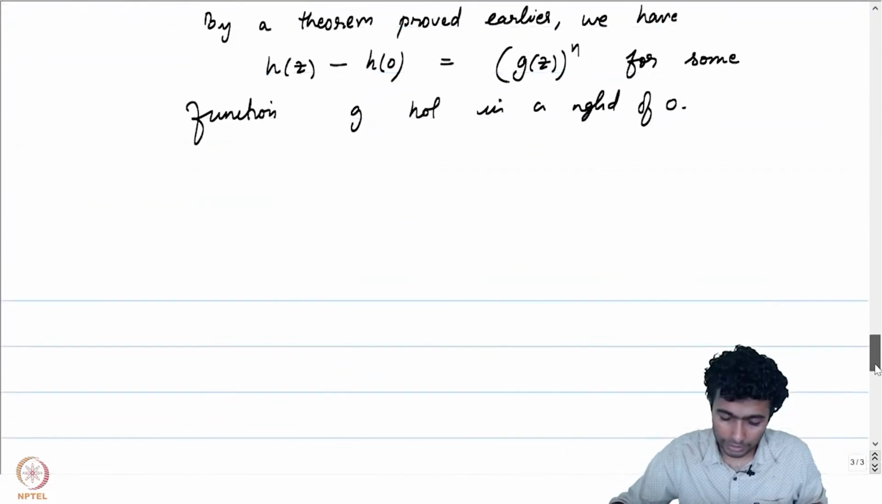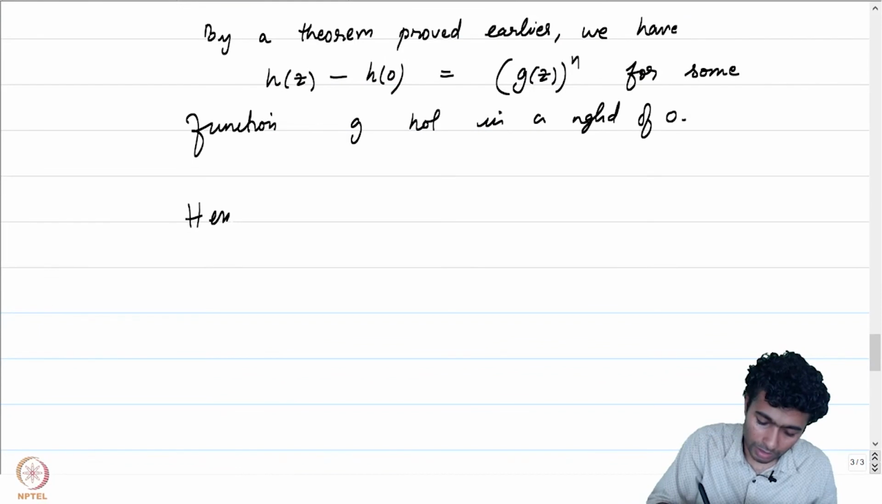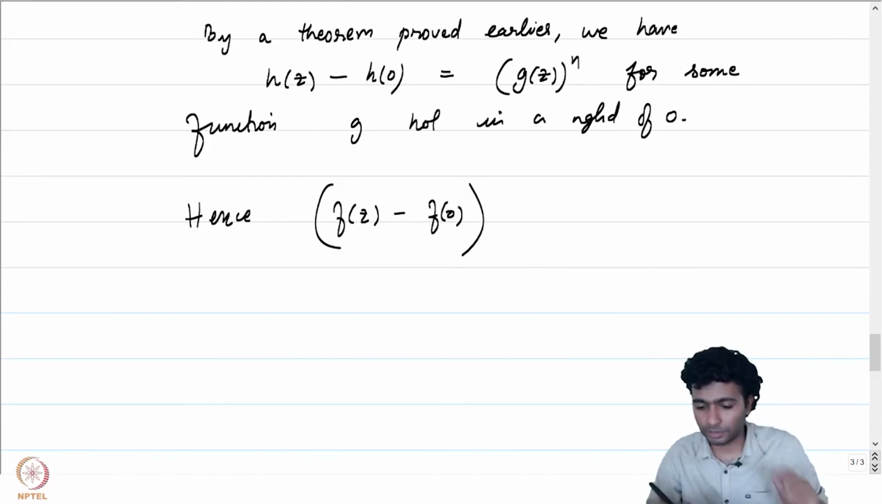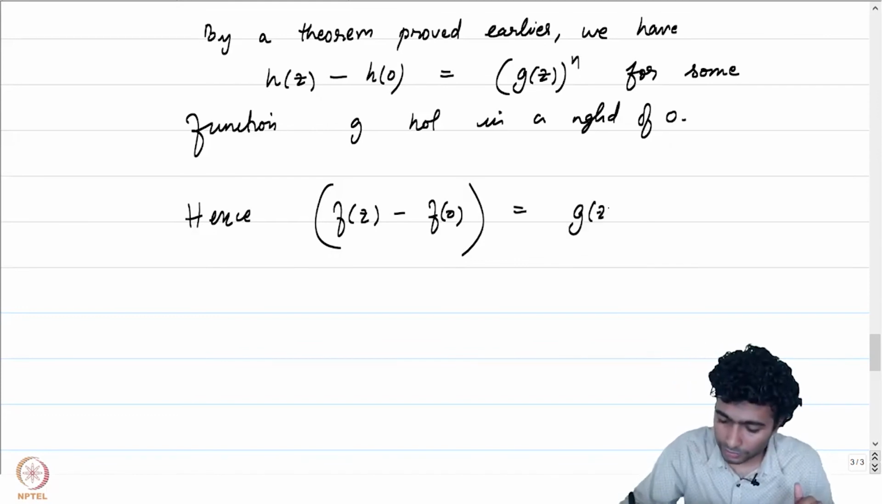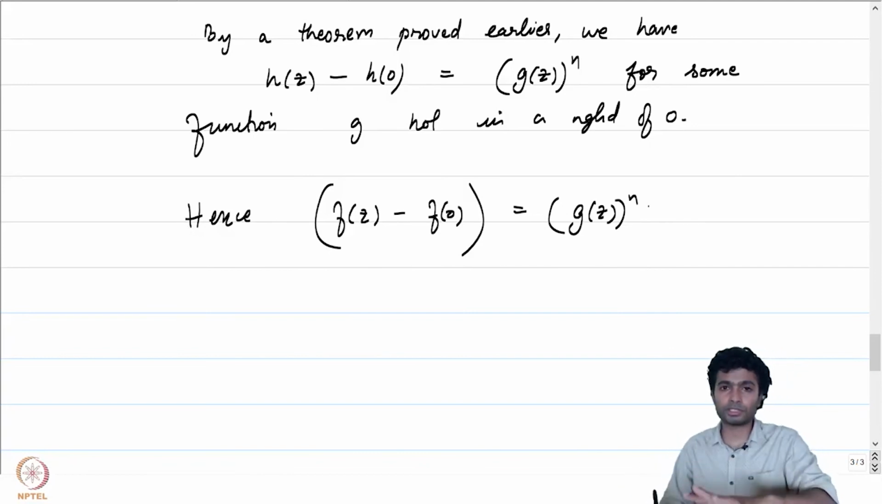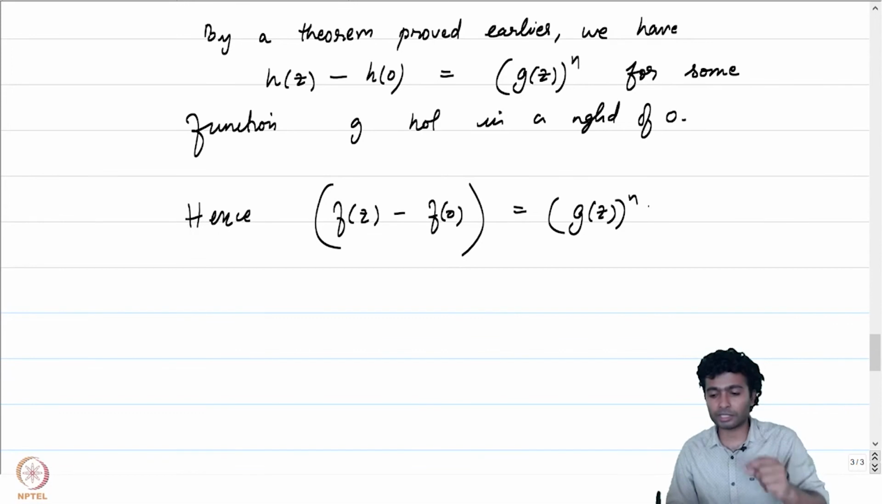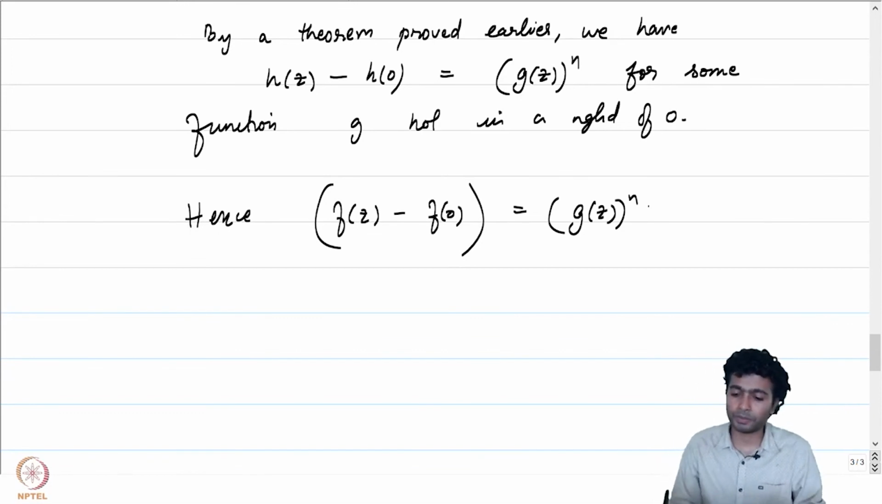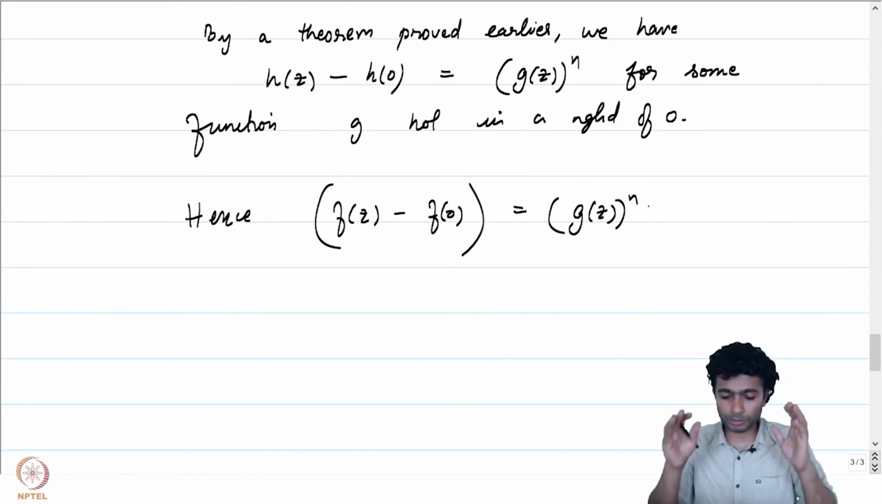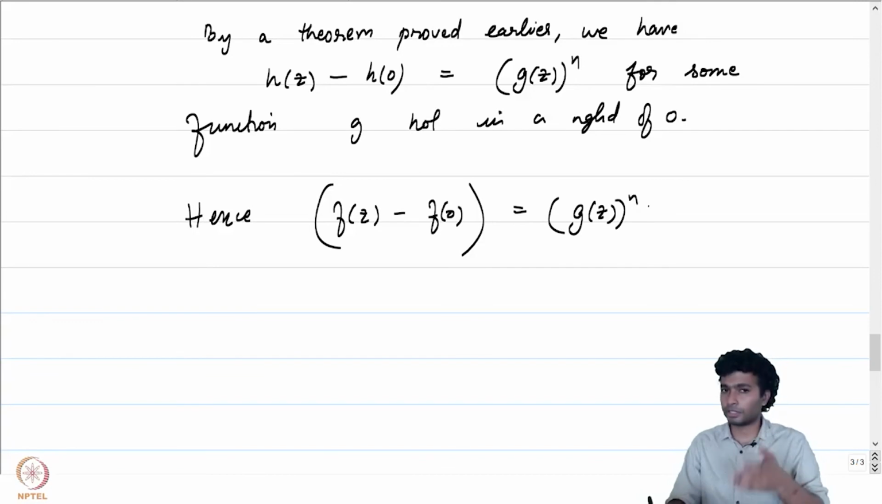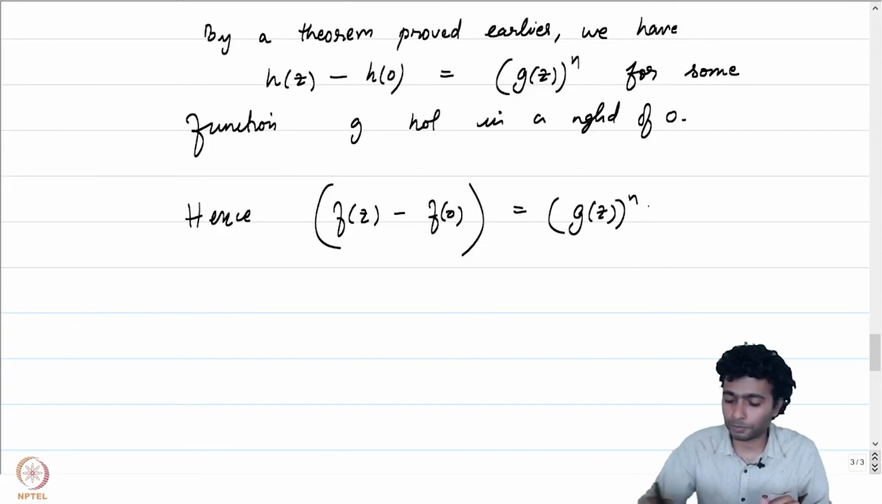So we hence get to conclude that f of z minus f of 0, that is our h minus h of 0, which is 0, is equal to g of z to the power n. We know the properties of this function g. G is an injective function in a neighborhood of 0, and it maps 0 to 0. This much we already know. And we finally can write f of z minus f of 0 as g of z to the power n, which is precisely what we were asked to show.